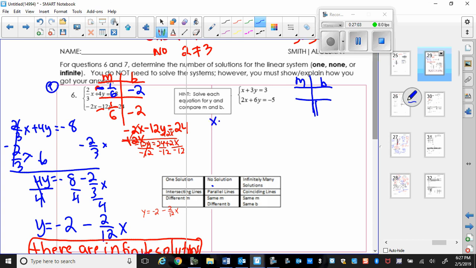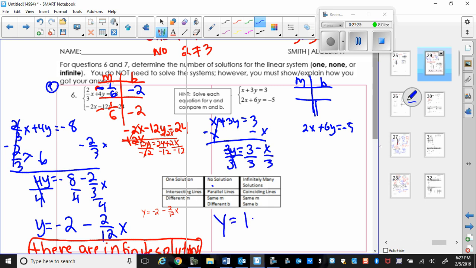So I have x plus 3y equals 3. And then I have 2x plus 6y equals negative 5. So I always move my x term first if it's not where it's supposed to be, which is when I'm getting y by itself. 3y equals 3 minus x, divide both sides by 3, and I get y equals 1 minus 1/3 x. So here my slope is negative 1/3, y-intercept is 1.